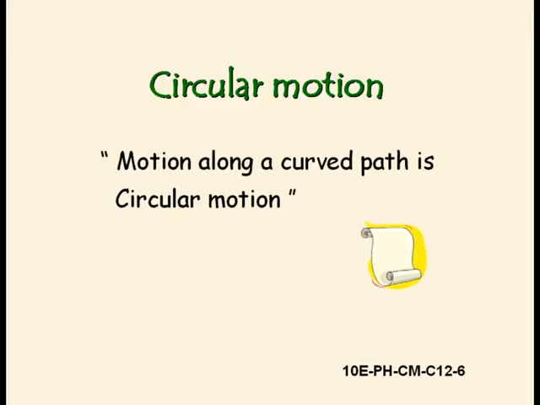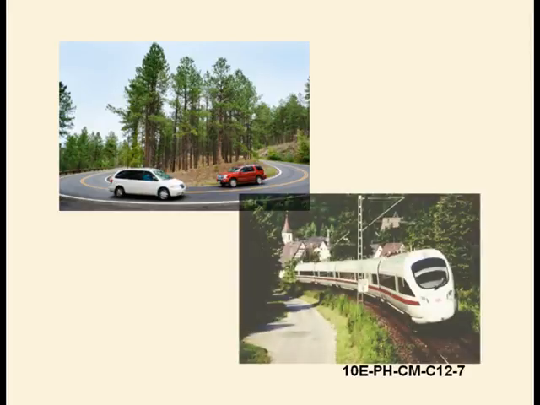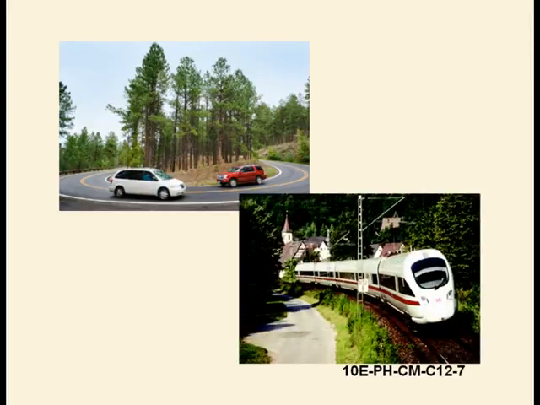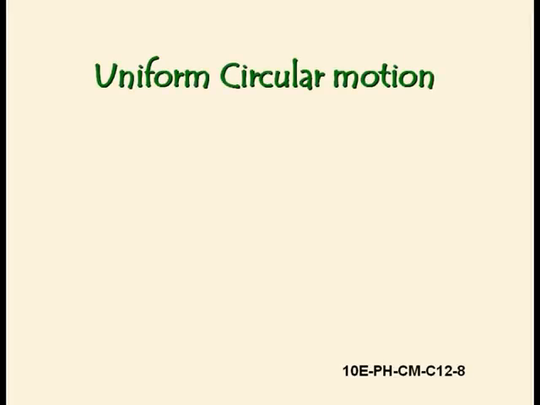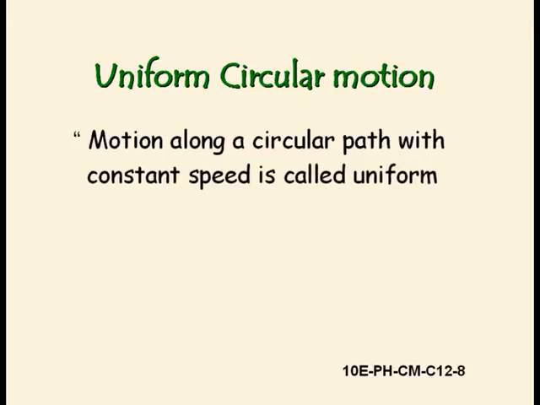Here are some examples for circular motion. Car taking a turn or train moving on a curved path. Now let us understand about uniform circular motion. Motion along a circular path with constant speed is called uniform circular motion. Write down this important definition in your book.